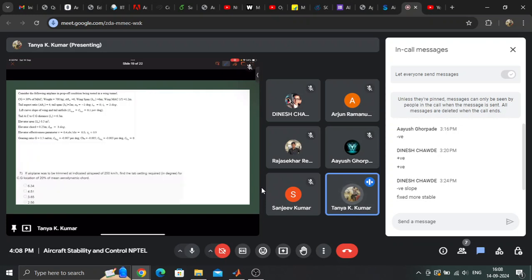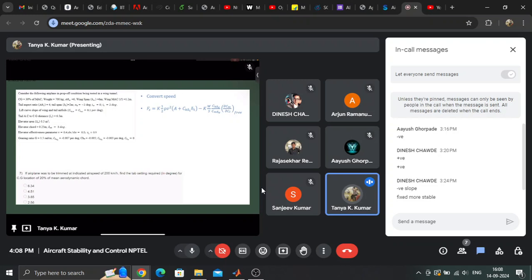If the airplane was to be trimmed at an indicated airspeed of 200 kilometers per hour, find the tab setting required for CG location of 20% of mean aerodynamic chord. Okay. So let's see what steps we need to follow to get this. First, they've given you the speed in kilometers per hour. Always check the units. Our equations are valid for meters per second. So convert the speed first, and then we need to use the stick force equation.